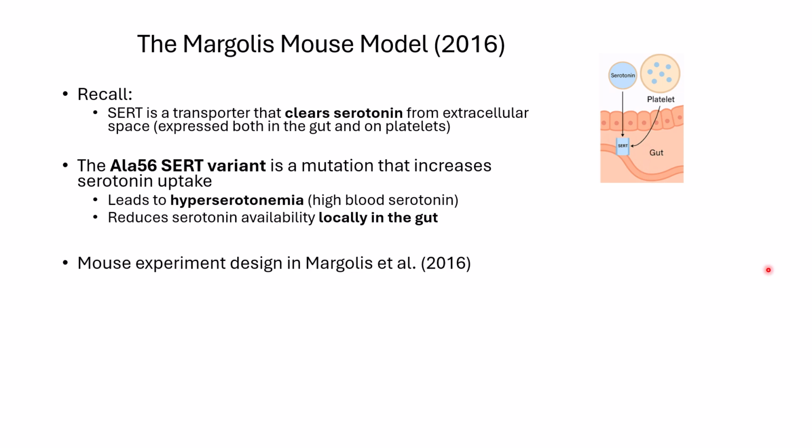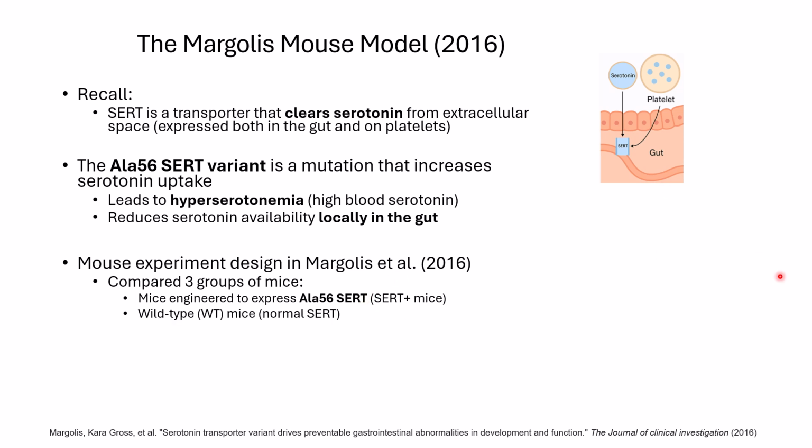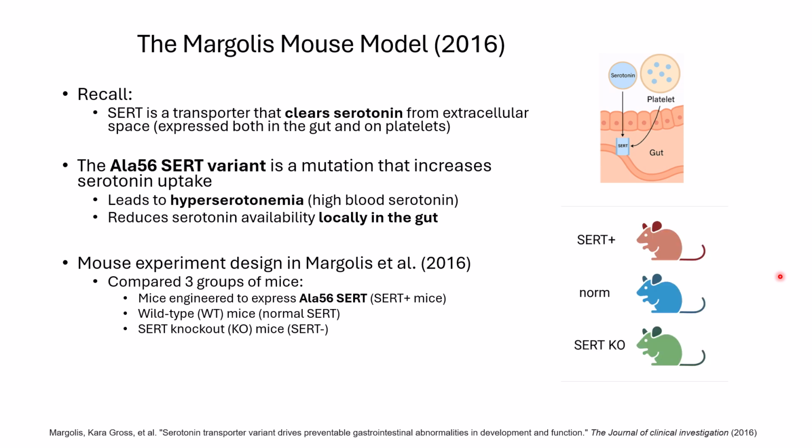And this was the mouse experiment that was done by Margolis and colleagues in 2016. This is a publication over here in case you want to look it up. So the authors compared 3 groups of mice. One group were the mice that were engineered to express this IL-56 SERT overexpression. So they were called also SERT positive mice. These take up a lot of serotonin, so much that there is not enough left in the gut. There are, of course, wild-type mice, what we call normal SERT, and knockout mice, so SERT negative. And this was my little diagram for them.